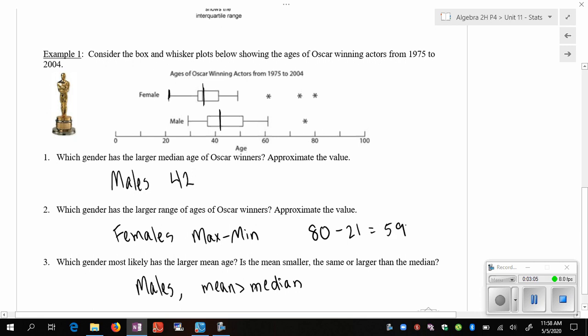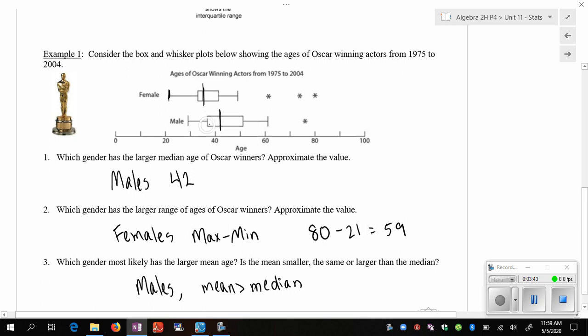Then the third question here is which gender most likely has the largest mean age, and that's the males. I know that the mean is not present in a box plot, but you can kind of tell just by looking at it. The mean and median should be relatively close to each other. The median is at least 5 years higher for the males, so that's why it is believed that the males have the higher mean.